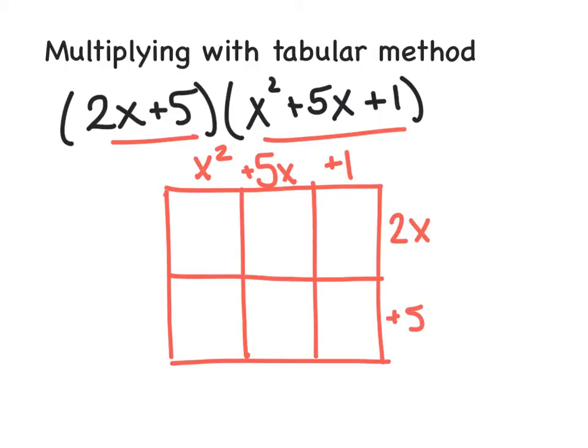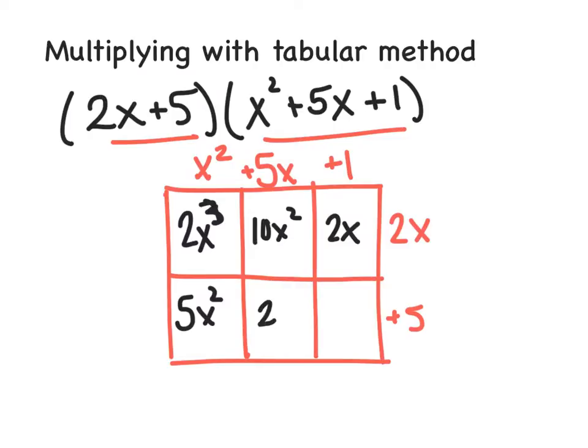The tabular method was really nice. Basically all we did is we went this way and this way, and where they met, we multiplied those two terms together. So 2x times x squared became 2x cubed. 5x times 2x became 10x squared. 1 times 2x was 2x. Then this bottom left-hand corner, I'm going to get a 5x squared plus 25x and a 5.